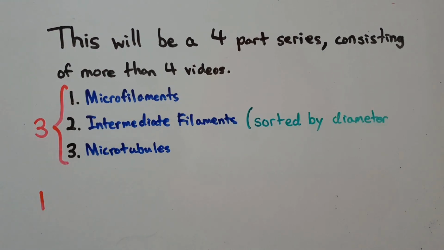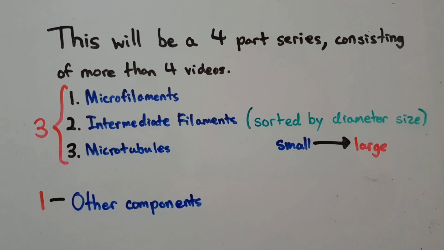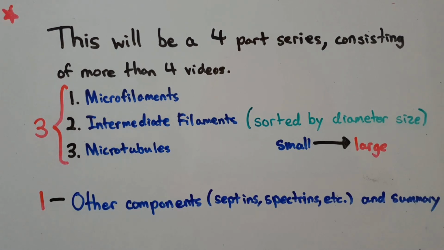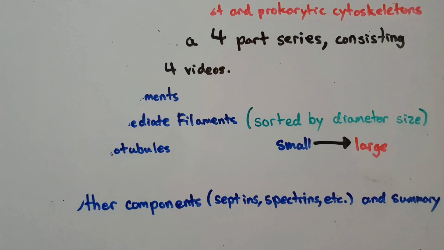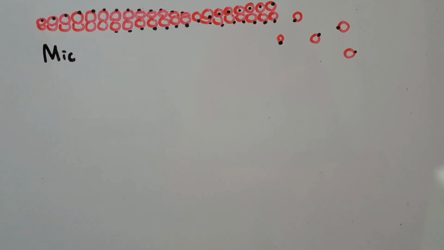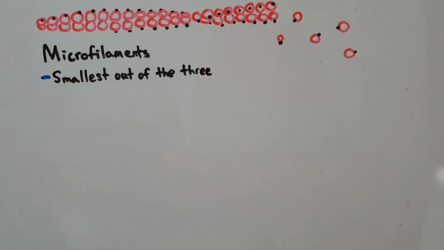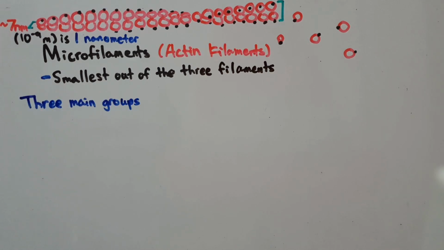in the eukaryotic cytoskeleton organelle: microfilaments, intermediate filaments, and microtubules. The last will explore the other parts of the cytoskeleton and summarize all of the videos. This video will talk about microfilament and actin creation.